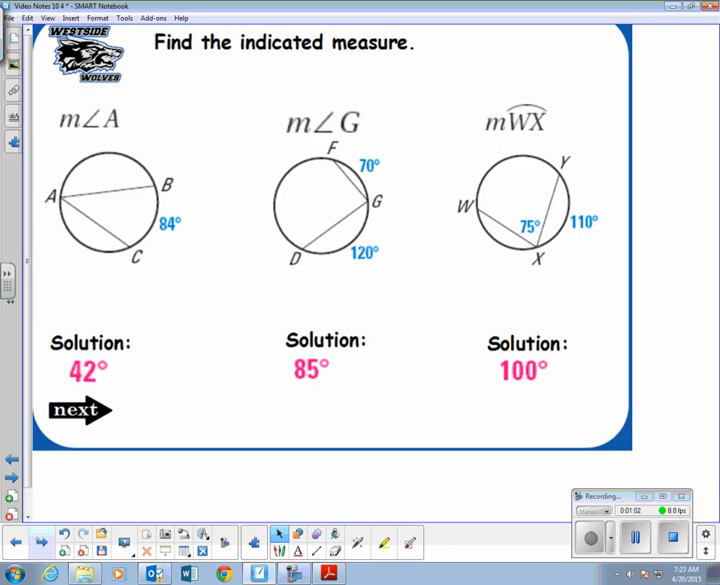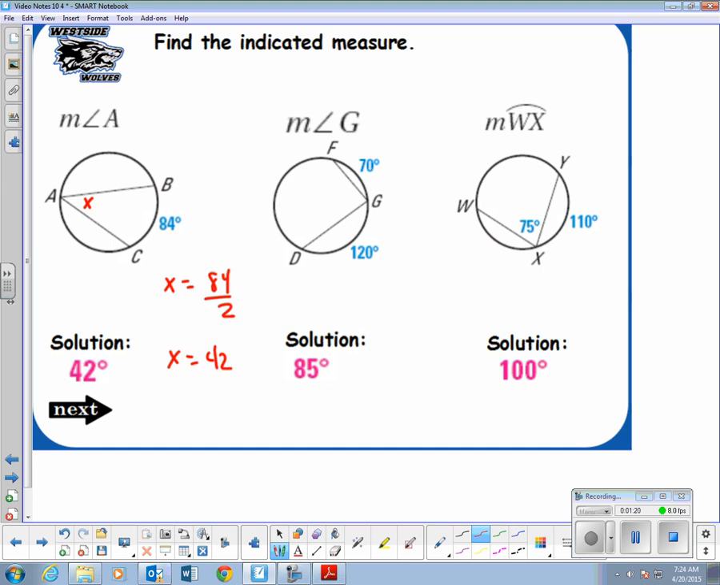All right, and so here's a little practice with that. If we look at this one right here, this is my unknown angle. So my angle x equals my arc, which is 84, divided by 2. And so I get x is equal to 42 degrees.